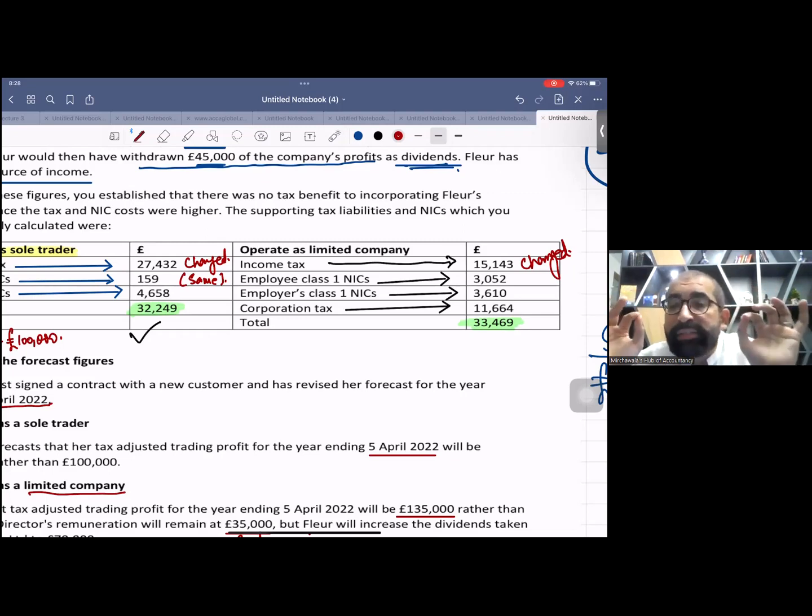So yes, the individual income tax working will be changed, but Class 1 employee NIC will remain the same because there is no change in salary. Class 1 employer remains the same. And yes, corporation tax will be changed. I just told you how it will be changed. This existing number 11664 plus 35,000 times 19%. This is how we'll do it.